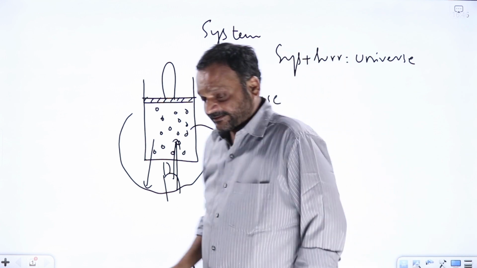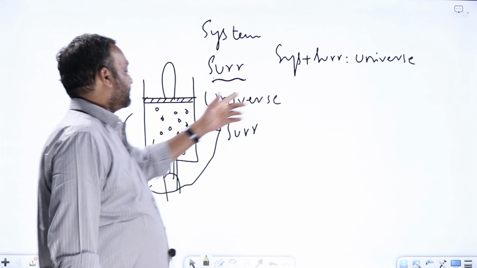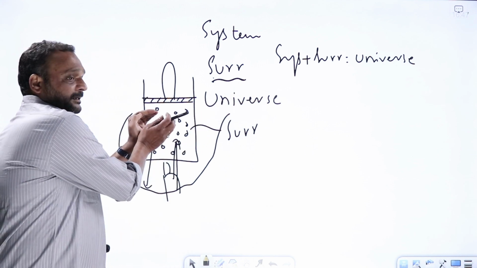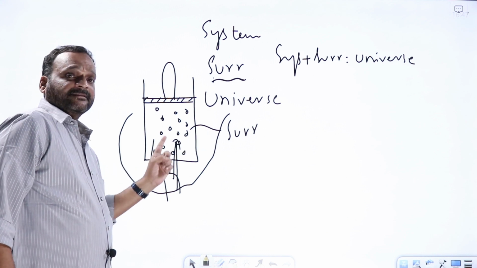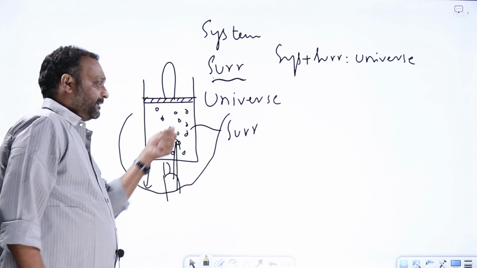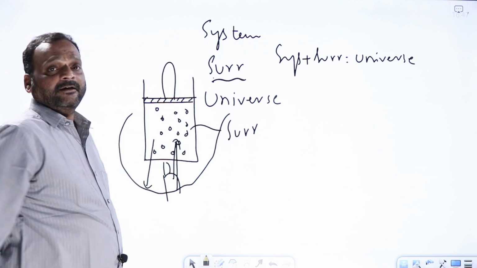Universe means, don't think that it is sun, star, solar system, etc. No. It is system plus surroundings. The part of matter in which we are interested is known as system. Anything with which our system interacts, by giving something or taking something, meaning mass or energy, is known as surroundings. System plus surroundings is simply called universe.